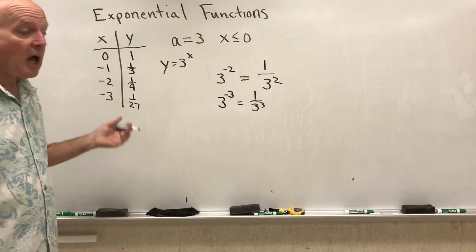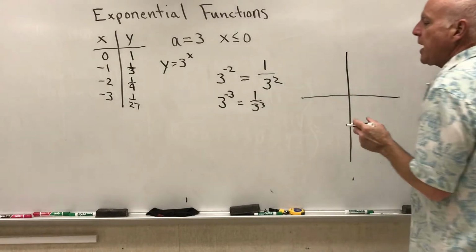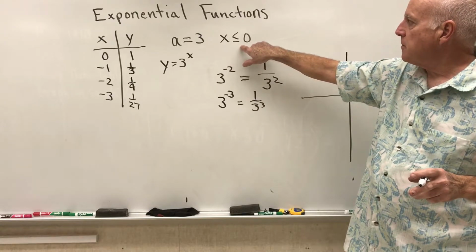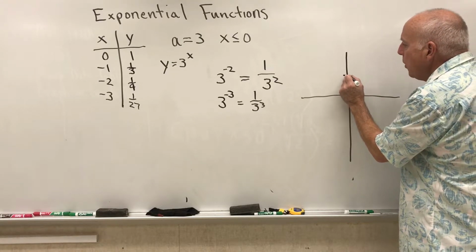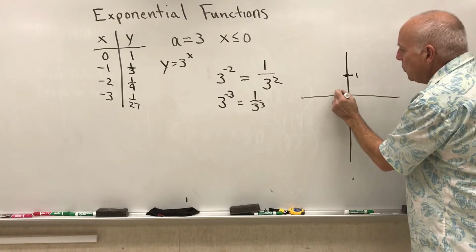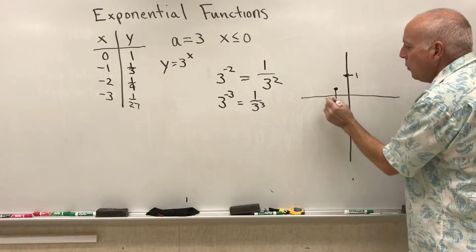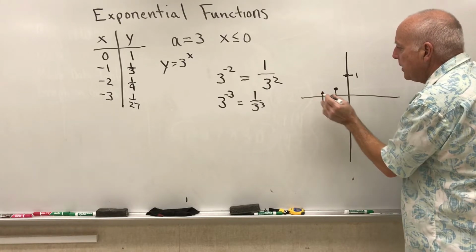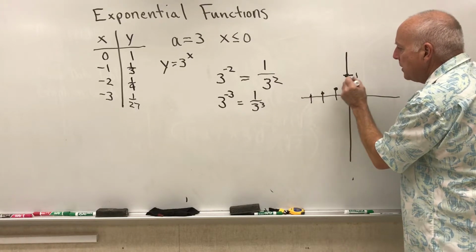Okay, so now we can plot this, we can do a graph of it, and take a look at what it says to us. All right, so now when a is a positive number and x is less than or equal to 0, when x is 0, we start out and our value is 1, okay? When we go to x is -1, all of a sudden our value goes to 1/3. When x is -2, we go to 1/9. And when x is -3, it's 1/27.